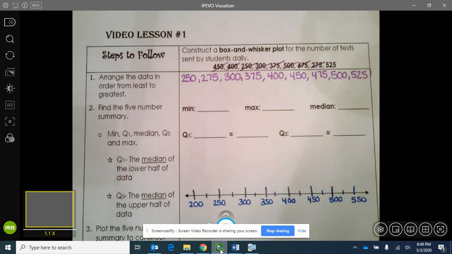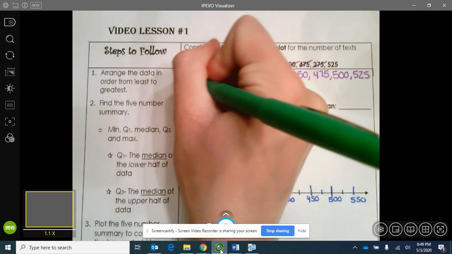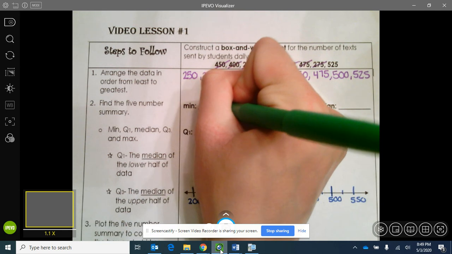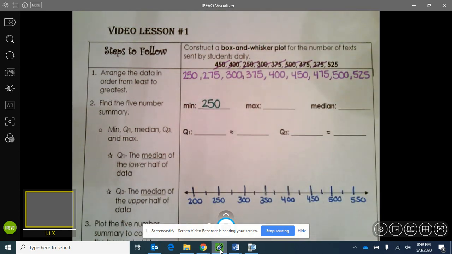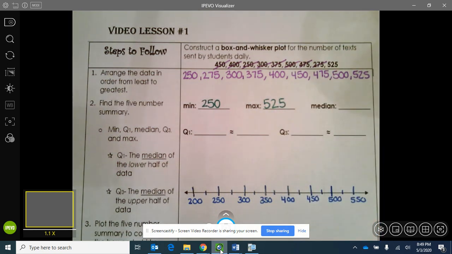Okay, so now that I have my data in order from least to greatest, I'm going to go ahead and identify my minimum and my maximum values. So my minimum data value is 250. That's the lowest number in my data set. And then my maximum is 525. That's the largest data value.